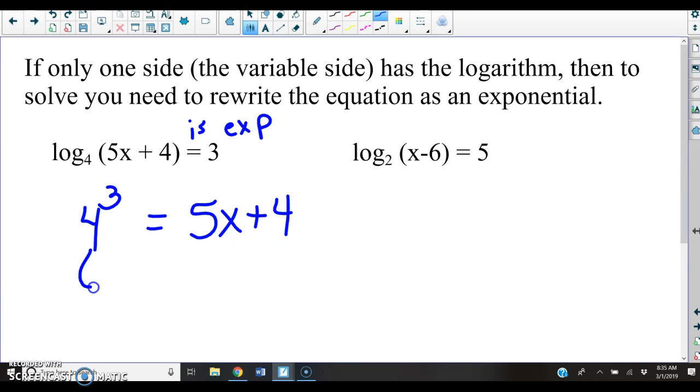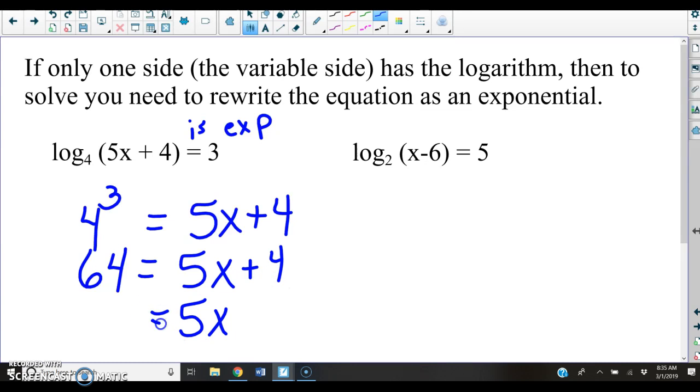Okay, 4 to the third, you can grab your calculator and check up on me, but I'm pretty sure it's 64. So if you subtract 4 from both sides, you get 5x equals 60, so x equals 12. And again, go ahead and check that. This would be 64. The log base 4 of 64 indeed is 3.